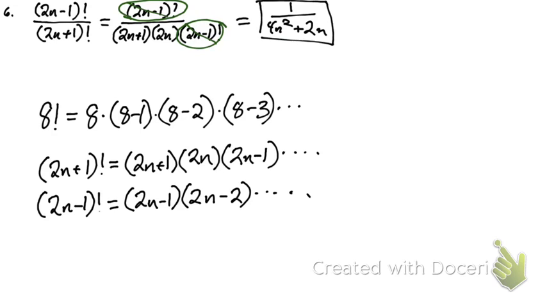I didn't care where they ended because they ended up canceling each other out wherever they end. And that's how every one of these problems work. You're going to find the factorial that's bigger than the other one. 2n plus 1 is bigger than 2n minus 1. Work your way until it starts looking like the top one.